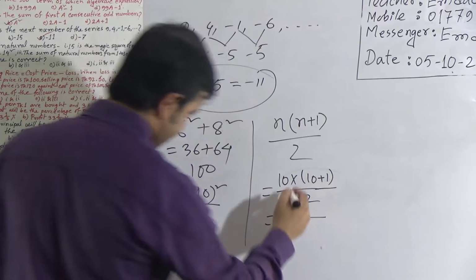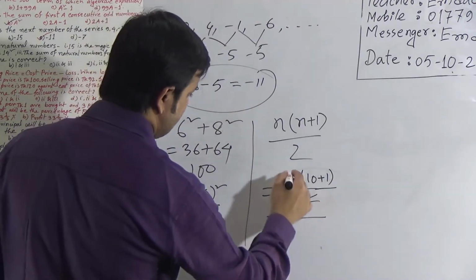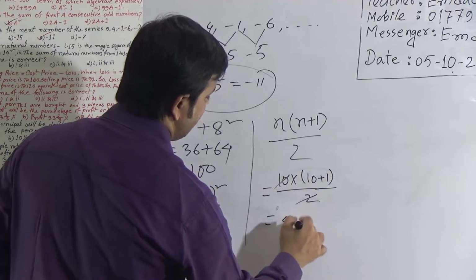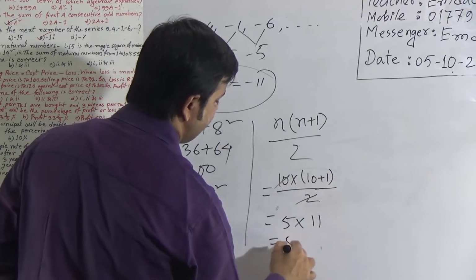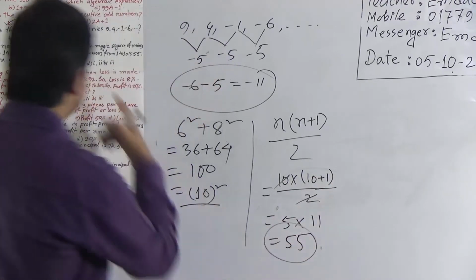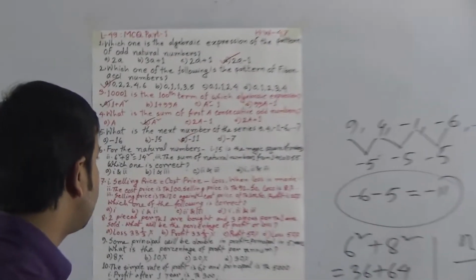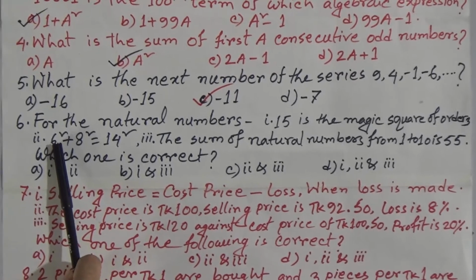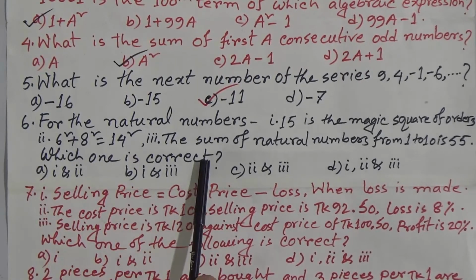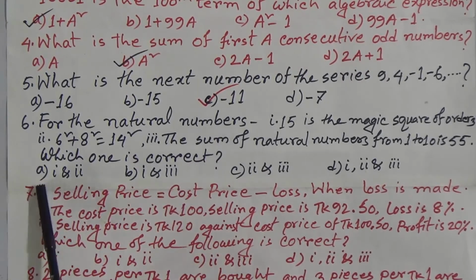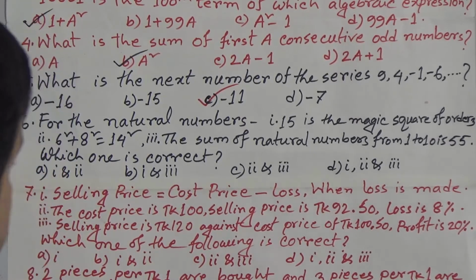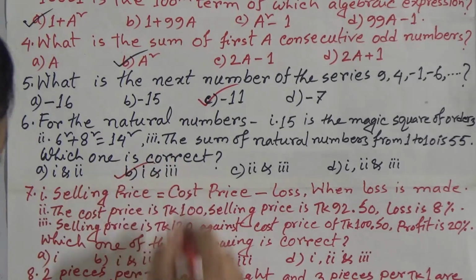It means that if we cut 10 by 2, we will get 5. We will get here 5 and multiply by 11, we will get 55. So this one is also correct. Third one is also correct. It means that 1 and 3 is true, but 2 is false. So which one is correct? 1 and 3 is correct. Here 1 and 2, 1 and 3. So this one, B. B is correct here.